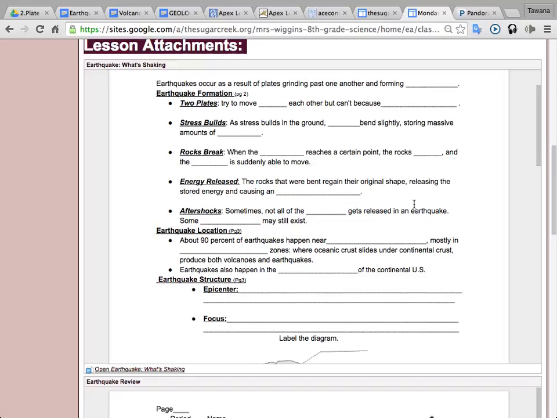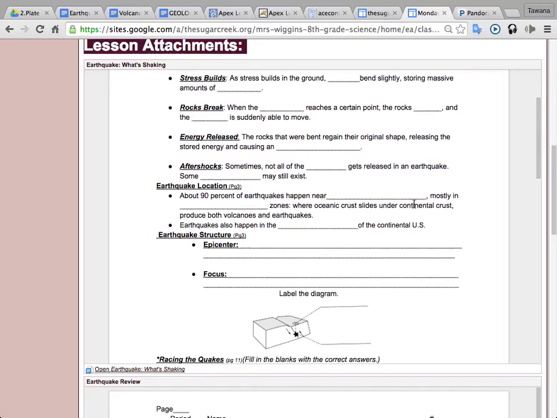All right, now looking at earthquake location. Shania, about 90% of earthquakes happen near. What do they happen near? Aaron? The boundaries of the plates, the plate boundaries, along the edges. Mostly in what zone, Shania? We only talked about one zone. Starts with an S.